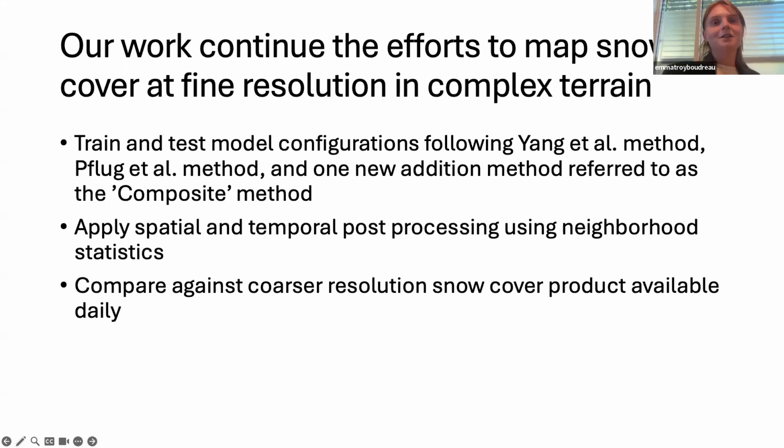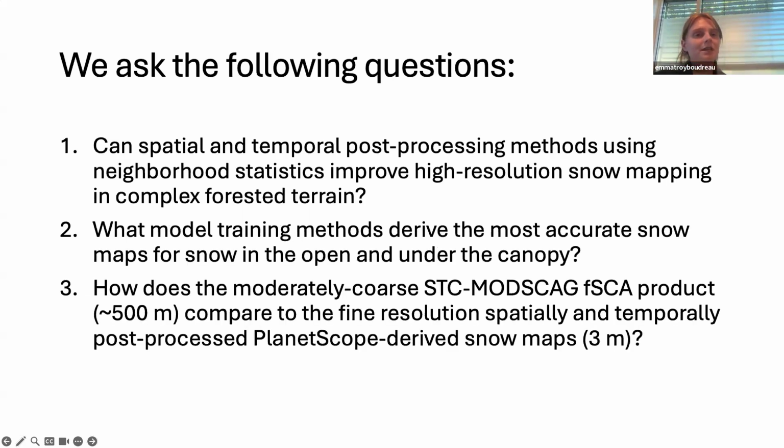And so our work continues the efforts to map snow cover at high resolution. And in this, we train and test model configurations. The two model training methods I just talked about, the Yang et al. method and the Flug et al. method, and then one additional training method, which I'll refer to as the composite method. And then we apply spatial and temporal post-processing using neighborhood statistics. And then we compare against a coarser resolution snow cover product that's available daily.